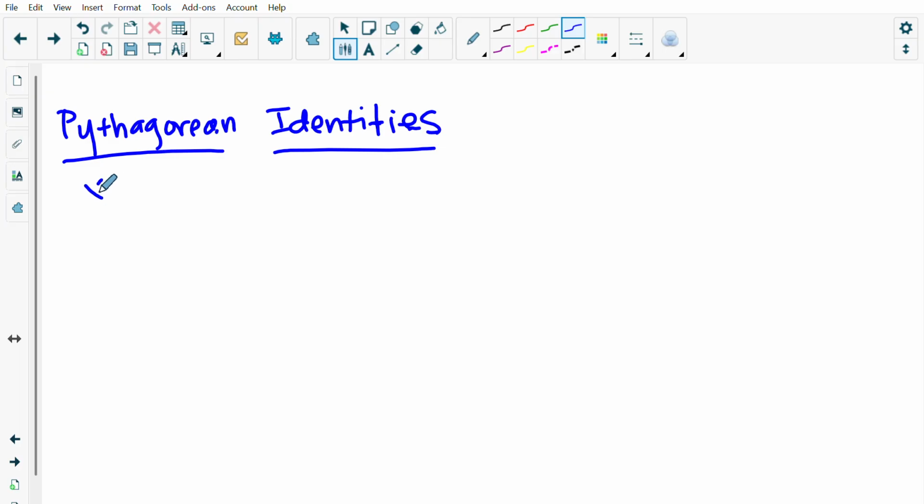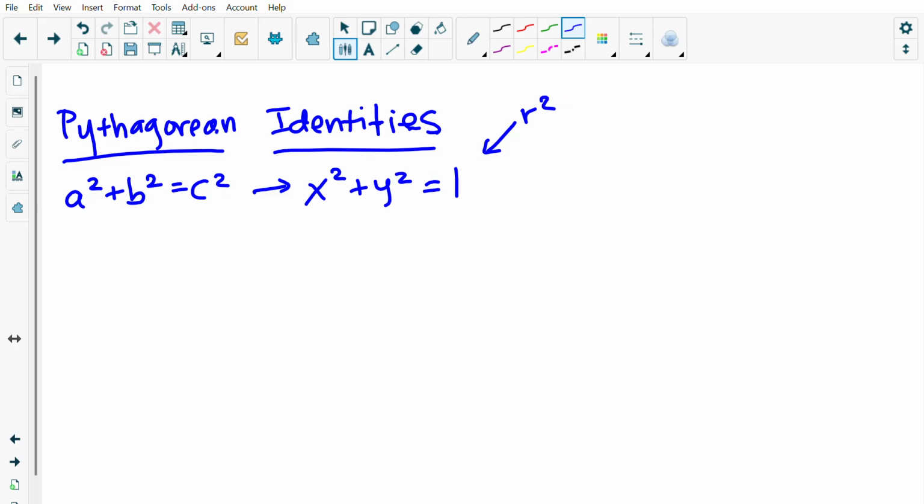Let's start from the basics. You remember a squared plus b squared equals c squared. That's the Pythagorean theorem. We use a version of that for a unit circle. This is the equation of a circle, specifically a unit circle, x squared plus y squared equals 1 squared. This is also radius squared, but we say 1 squared or just 1.